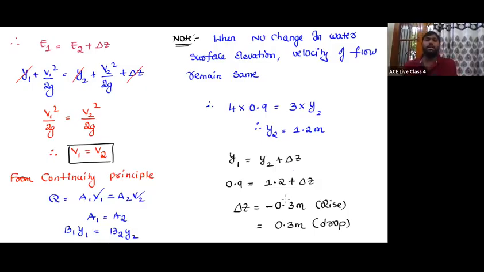Now, the next conclusion is, what is the first conclusion I have said? When there is no change in the water surface elevation, the velocity of the flow remains the same. So this is the first conclusion.